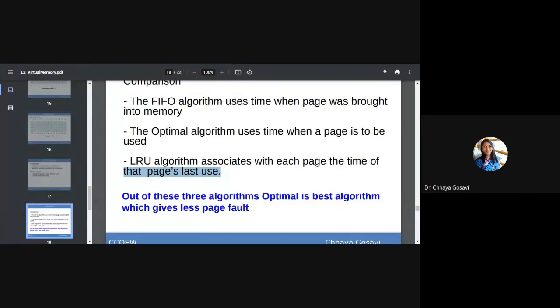Out of these 3 algorithms, optimal is the best algorithm, which gives fewer page faults, provided every process submits its future references, the pages which it is going to use in future.